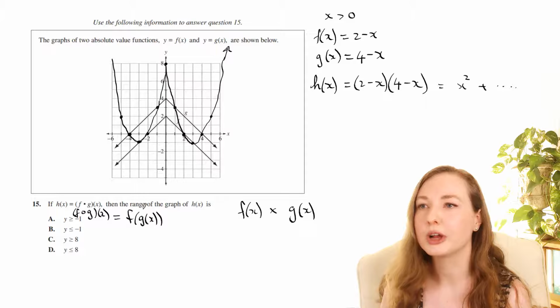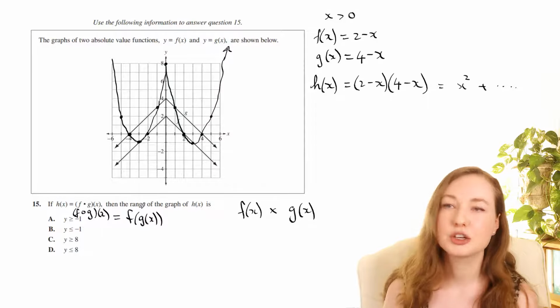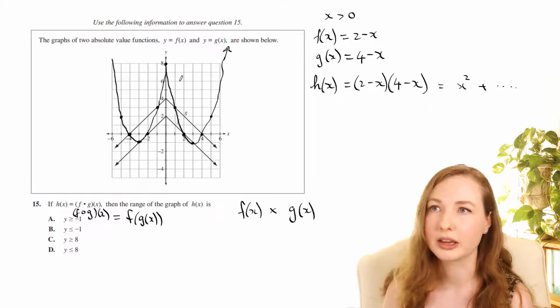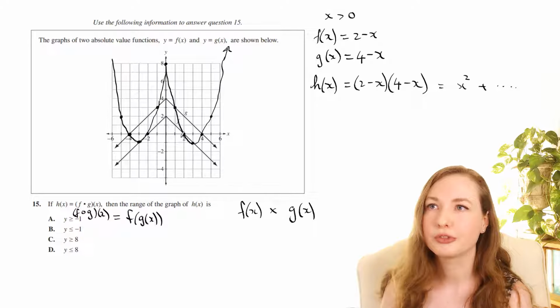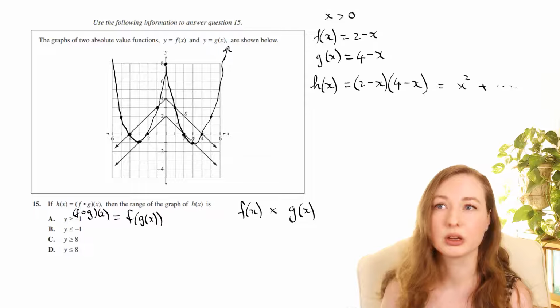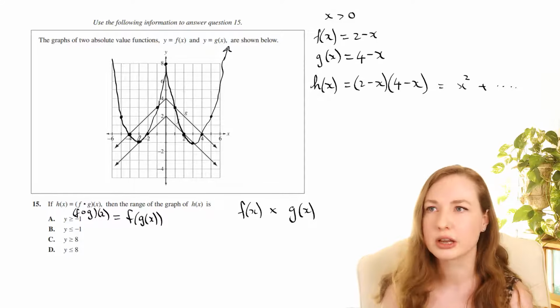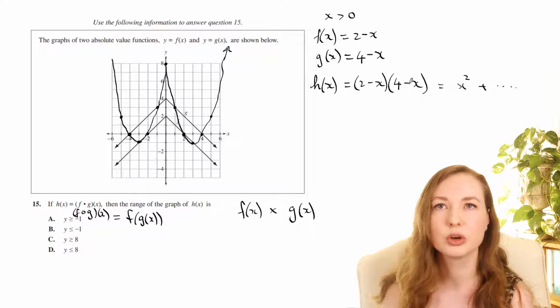Okay, and then we're asked to find the range. Now range means what values y can take. So you can see with this graph of h of x, we don't have any y values down here, nothing below -1. In fact, we could test that it is actually -1, that's the minimum of that parabola.